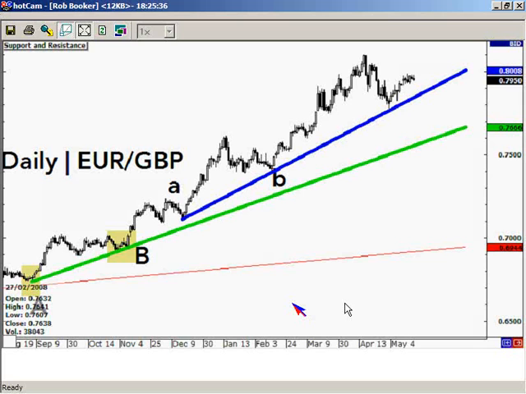Now, the problem is that drawing the trend lines in the first place can be subjective, and people can have troubles drawing those trends. And that's understandable. No big deal. These are cool things that we can practice.